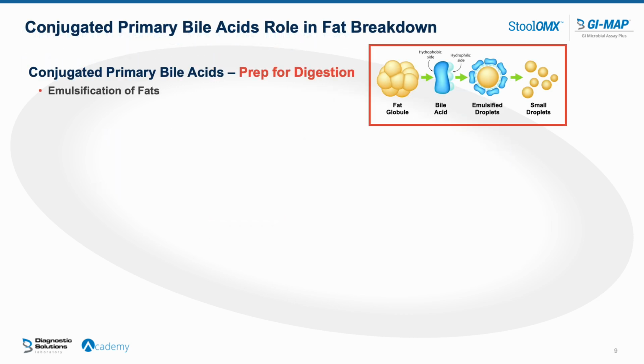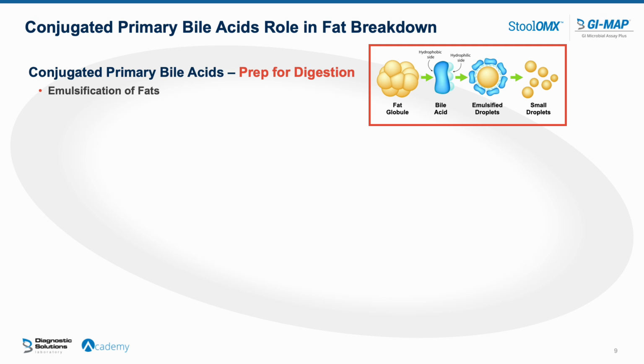Conjugated primary bile acids play a major role in breaking down fats. They do not digest fats, but rather prepare them for digestion. Due to the nature of fat being hydrophobic and the digestive environment containing a lot of water, it'd be really hard to break down fats without bile acids. Bile acids have both a hydrophobic and hydrophilic region, so they can take these large hydrophobic fat globules and break them apart. You can think of this in the same light as soap.